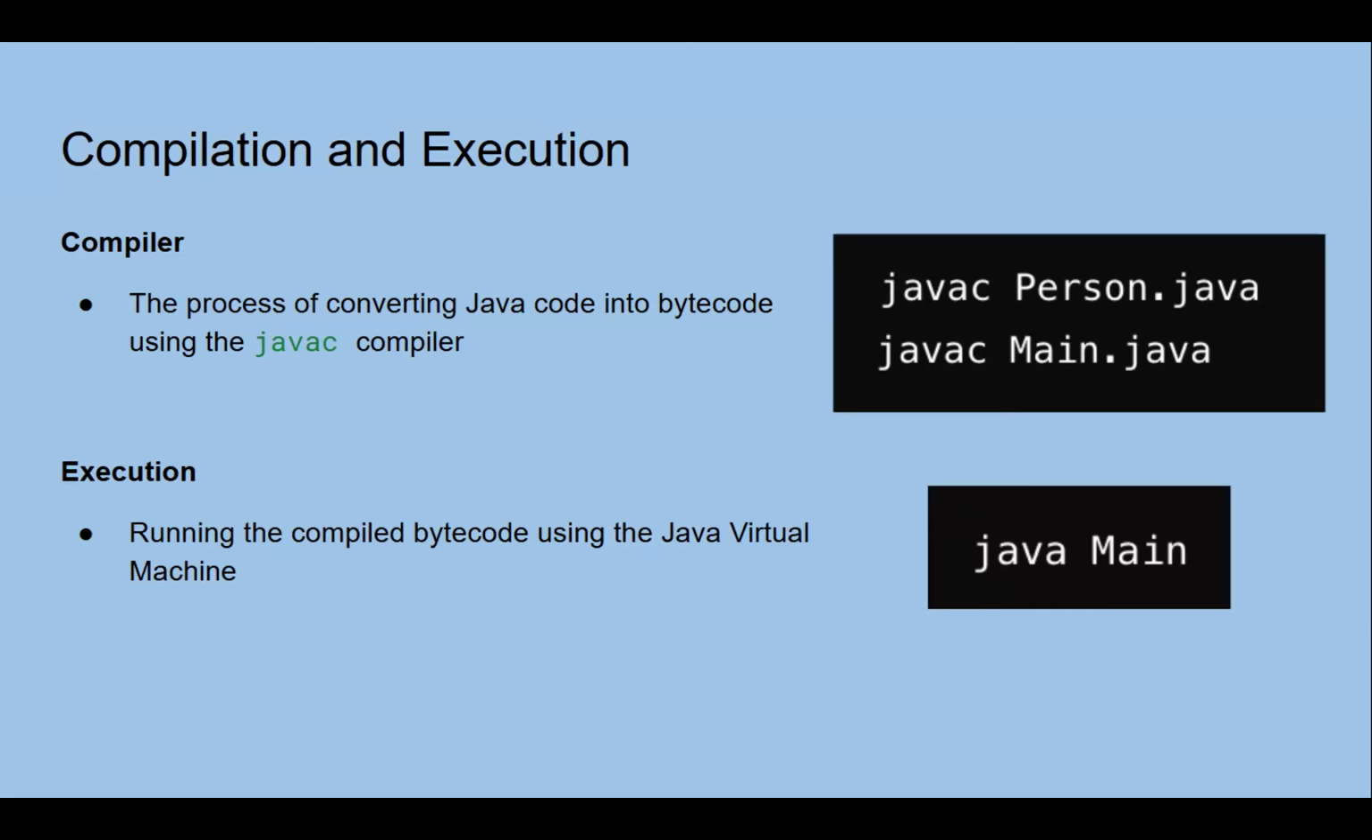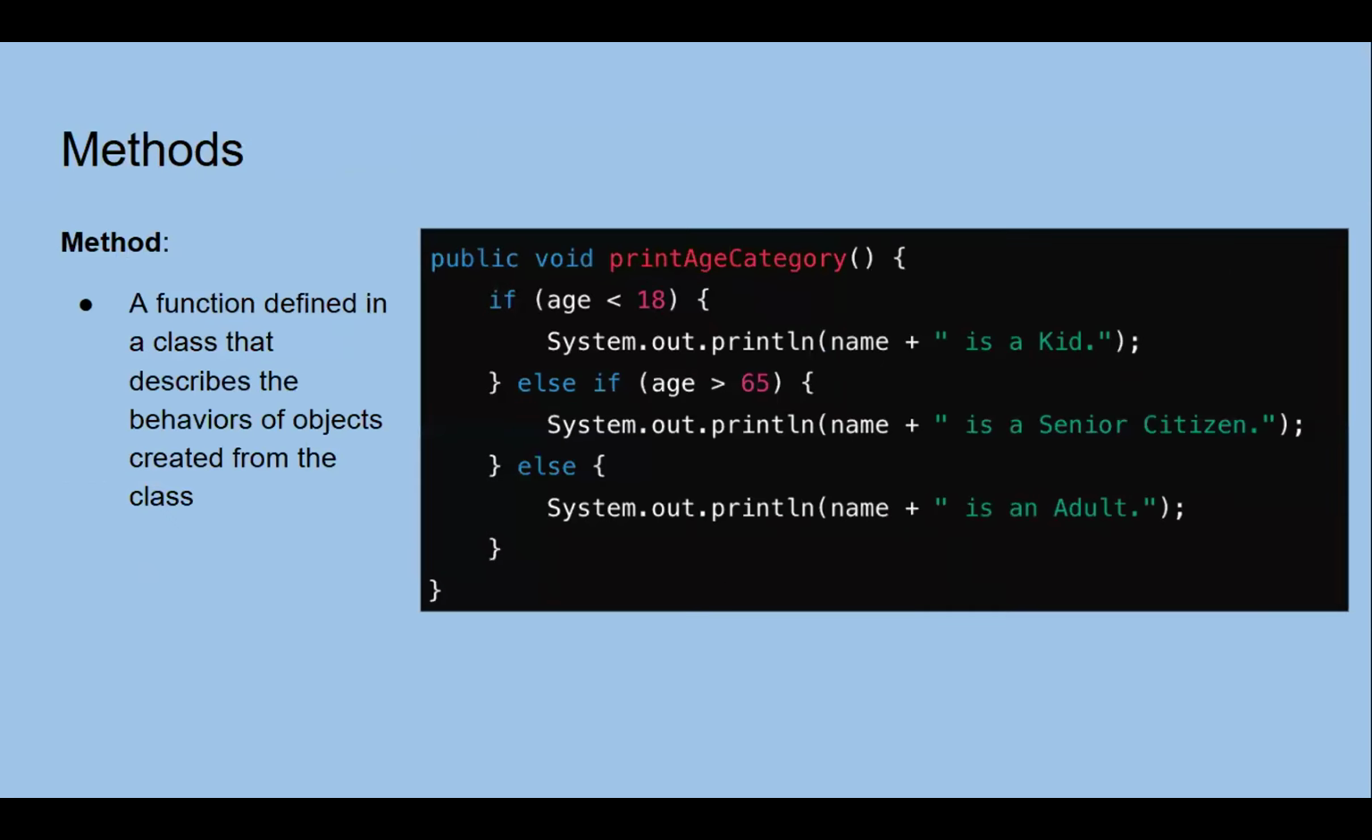Yes, sir. I would like to ask a question. Like Sonia, can you define a method for me? Oh, yeah. A method in Java is a function that is defined in a class, which basically describes the behaviors of an object created from the class.